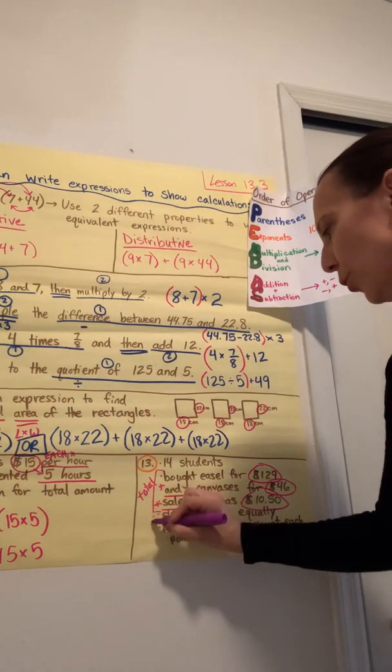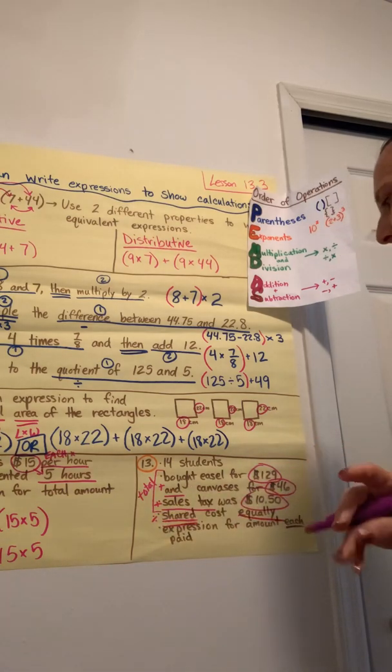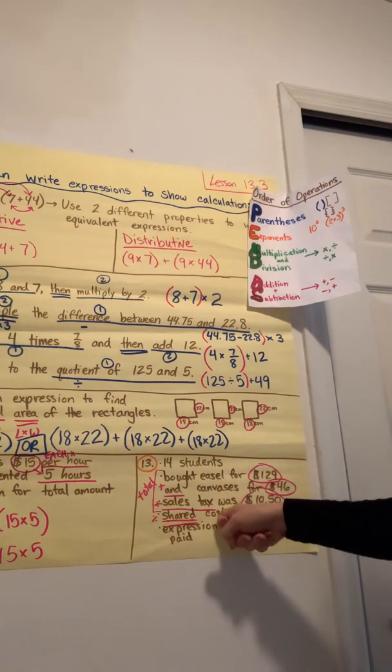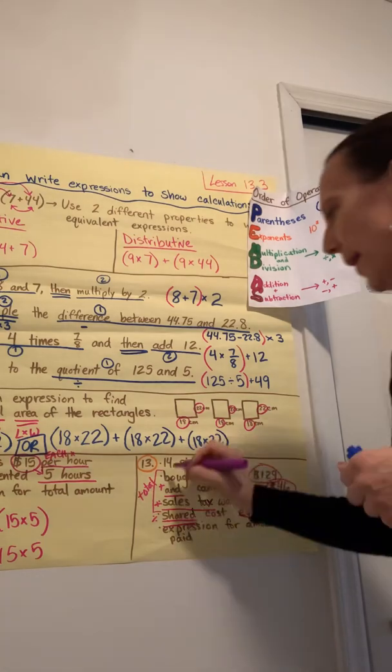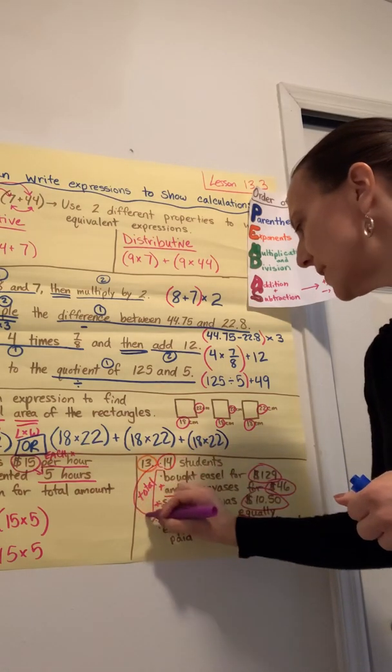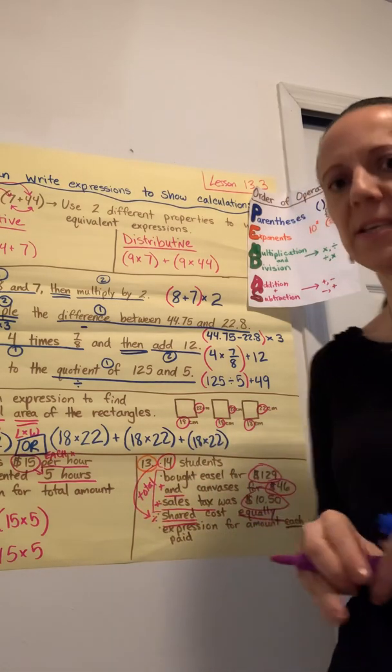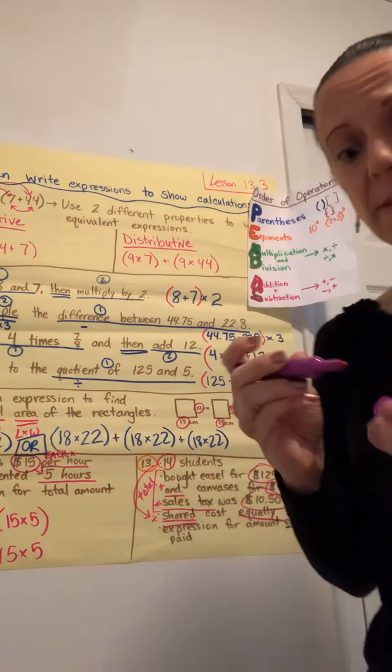Then I see that they shared. I know that's a clue word for dividing because they're sharing equally the cost. And of course, that would be the total cost I've already found. Gee, what are they dividing by? Oh, that's what I need. I need 14. They're dividing by 14 to share it equally because there's 14 of them.